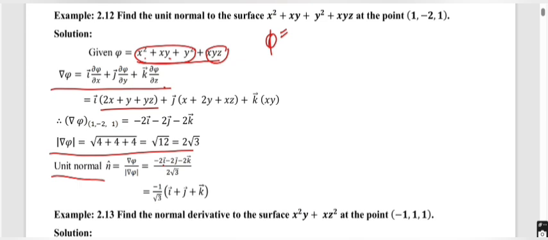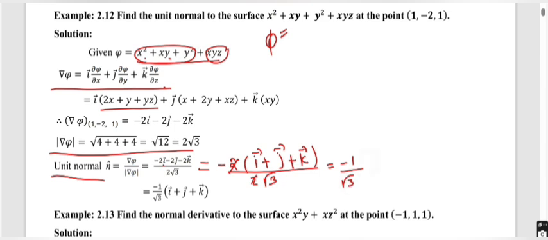Here in all the terms minus 2 is common. That is, we take minus 2 outside. Minus 2 into i vector plus j vector plus k vector divided by 2 into root 3. Now this 2 gets cancelled. The remaining is minus 1 by root 3 into i vector plus j vector plus k vector.